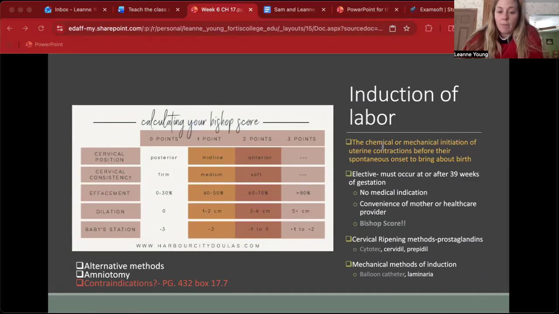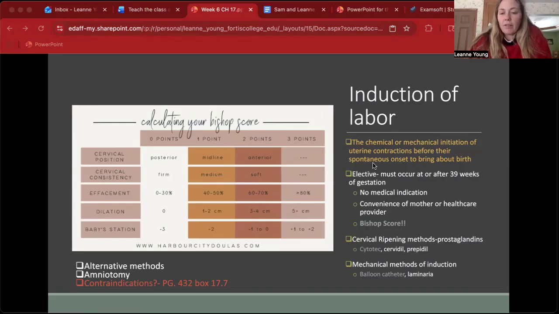Mechanical methods of induction. The biggest one that we see a lot on the floor is the balloon catheter or Foley catheter. Balloon catheters are inserted by the primary care provider through the cervix to ripen and dilate the cervix. They're going to put it up through the cervical opening, inflate a balloon with 30 to 50 milliliters of sterile water, and let it sit on that cervix. Okay? They're going to allow that cervix to open, dilate, and stretch. The balloon will typically fall out whenever a woman reaches 4 centimeters of dilation. Okay.